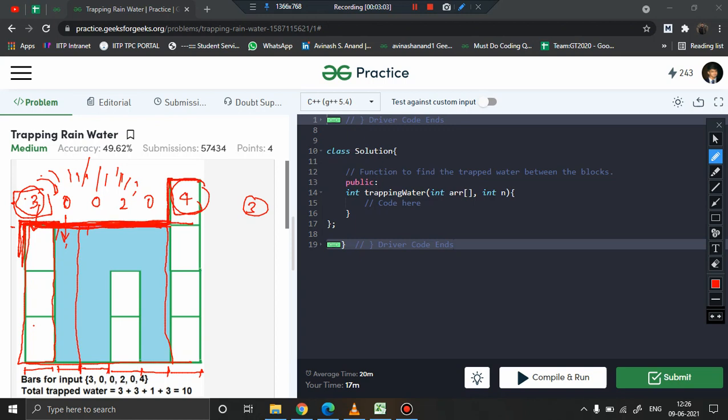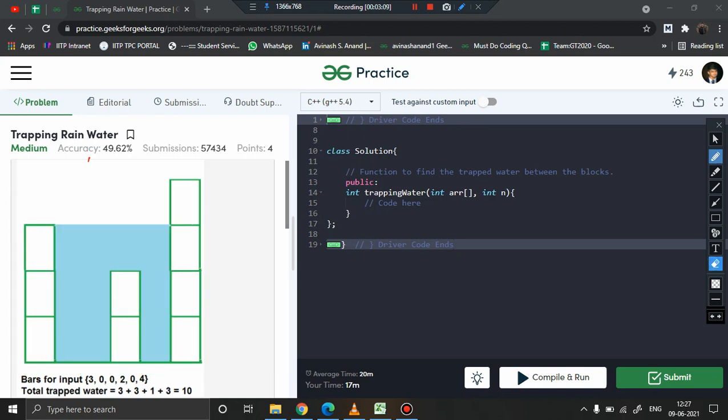Now how much water will be present in this space? What I'm trying to say is, the heights of the towers are 3, 0, 0, 2, 0, 4. If you keep on pouring water between the spaces, you will find that the water will restrict to this height only, right? And what is the height of this tower? The height of this tower is 3. What is the height of this tower? The height of this tower is 4.